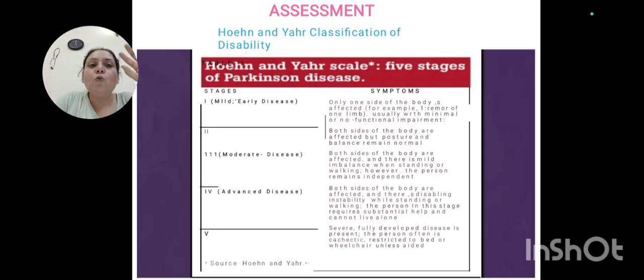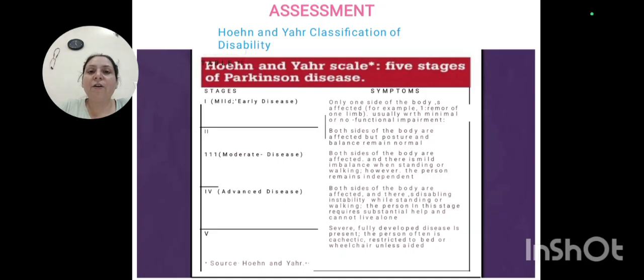In stage 2, which is said to be the moderate stage, you will see that both sides of the body are affected, but still the posture and balance are not affected. Both sides of the body have the tremor, but the posture has not been affected. In grade 3, both sides of the body along with the posture and balance are affected. So we say it is moderate disease. Grade 1 and grade 2 are mild or early disease.